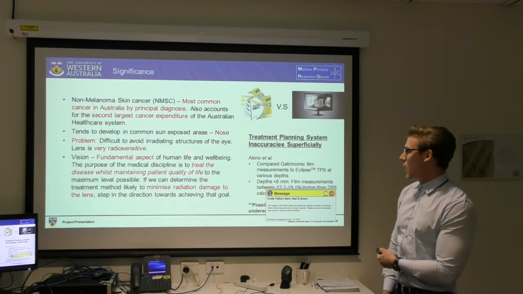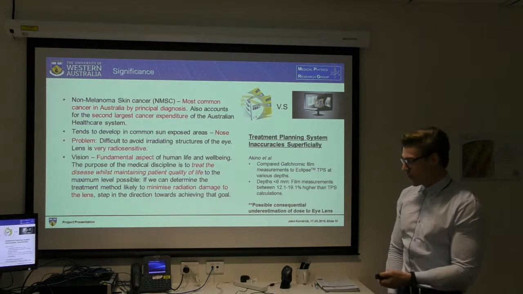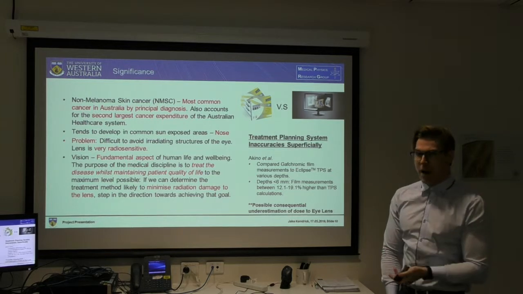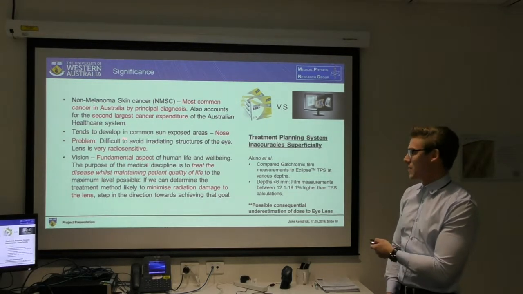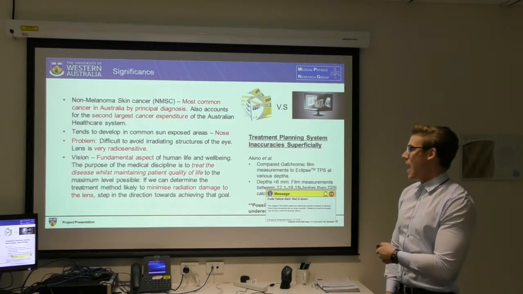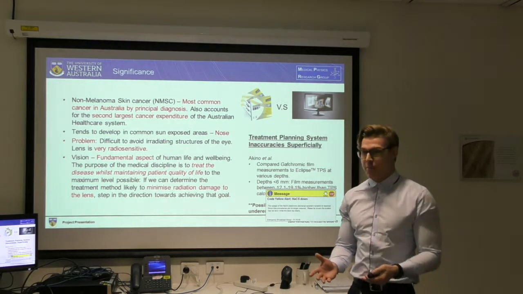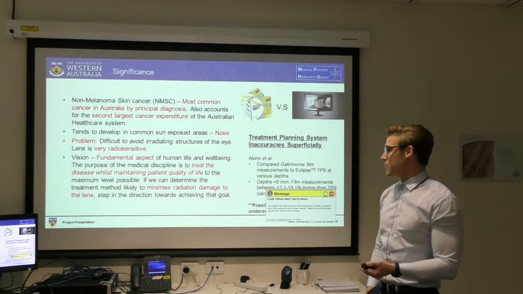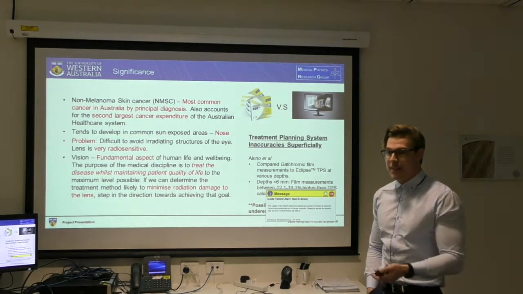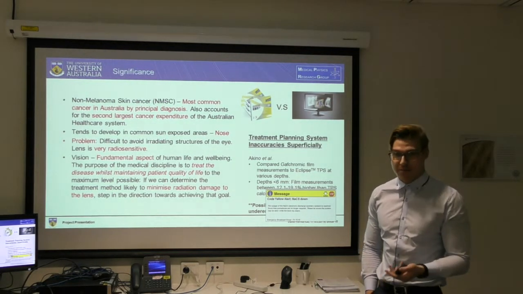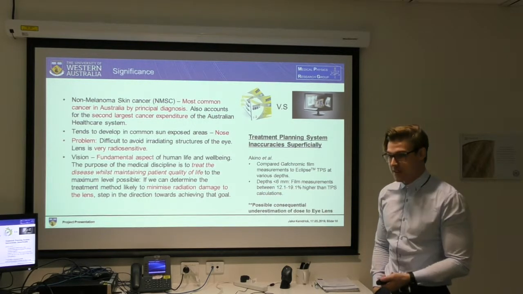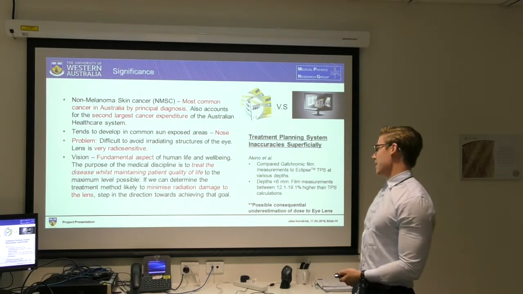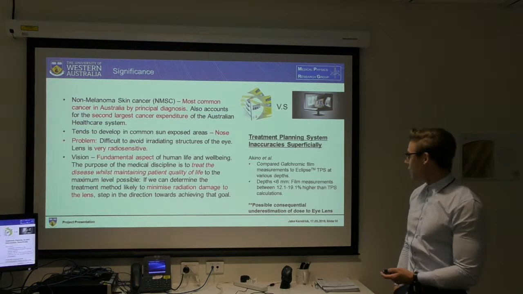But the problem is, when you're treating these with radiotherapy, it's difficult, nose skin cancer in particular, to avoid irradiating structures of the eye. And the lens is a very radiosensitive part of the body, which I'll get into in a minute. As we know, vision is a fundamental aspect of human life and well-being, and the purpose of us in the medical discipline is to treat the tumour whilst maintaining as much as possible the patient's quality of life. So if we can potentially minimise the dose to the lens in the clinical setting when we're treating nose skin cancer, then that's a step in the right direction towards achieving that goal.